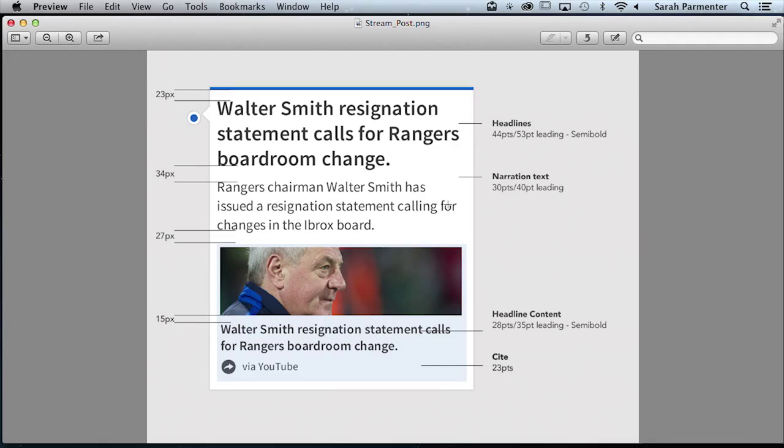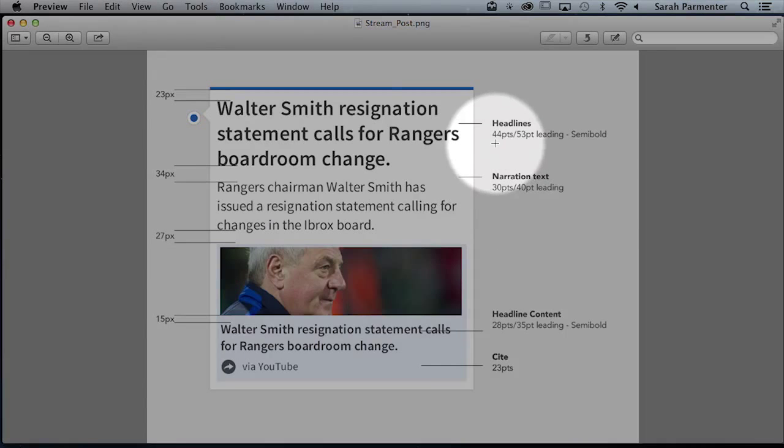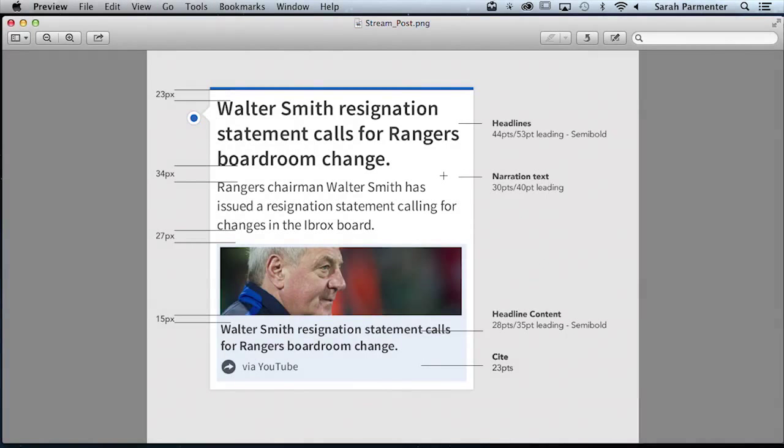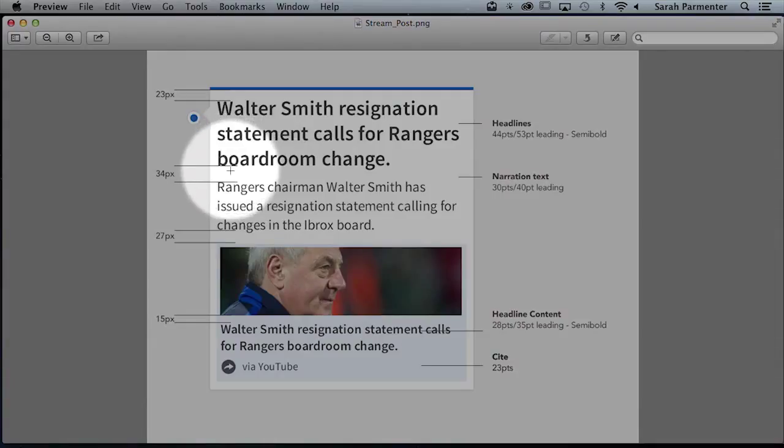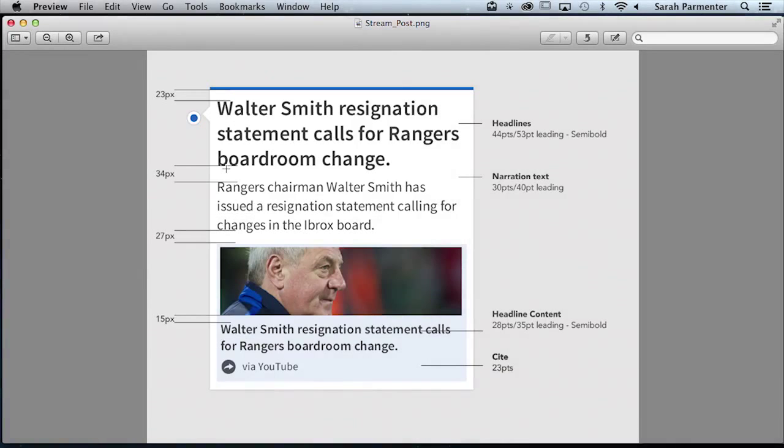So where you see headlines being set at 44 pixels and narration text at 30 pixels, it meant that instead of two teams breaking apart one design and having to look into what the pixel values of everything was, and also you'll find that sometimes developers guess the different heights between stuff, they would actually just be what's called eyeballing it, which is where they just think that they're seeing the right values. It took all the guesswork out of it for everyone.